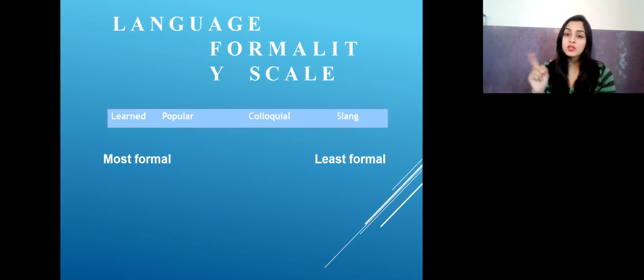I'm choosing my words on a popular scale. All the popular words are being said here. This one we'll be seeing later on. Colloquial, that's another type that we'll be seeing in the coming slides. The last part of the formality scale is slang. Now this is the least formal.